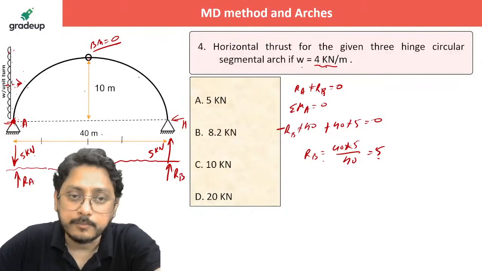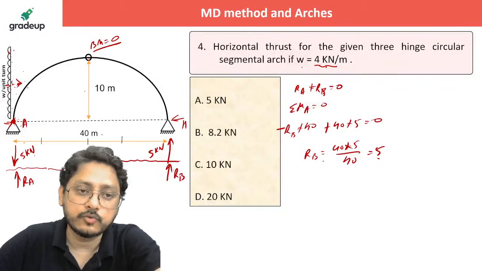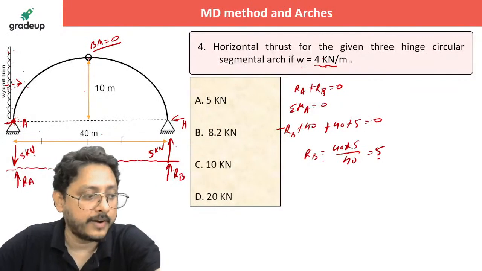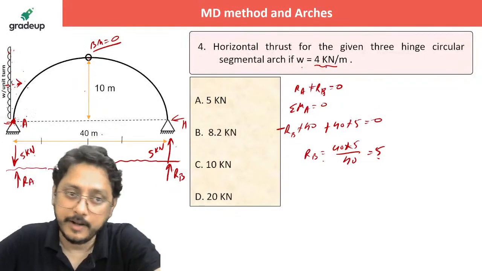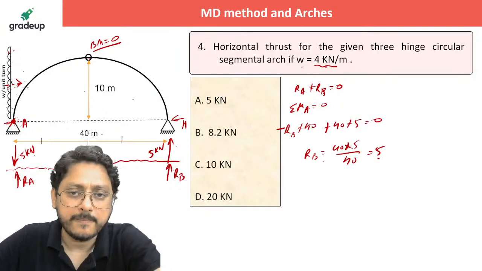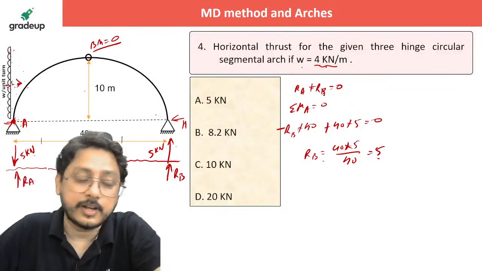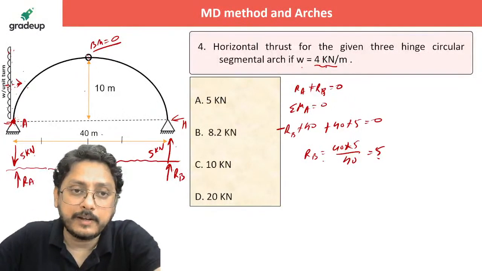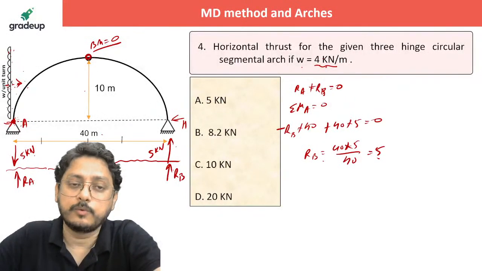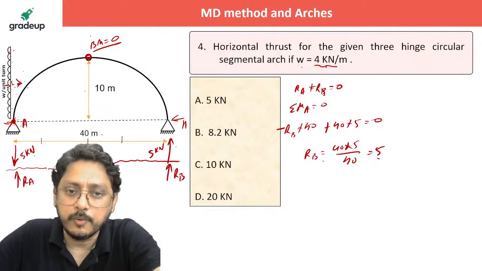The total net moment you calculate, and just find the reaction by net moment divided by the length of the beam. That's all. Now he is asking about the horizontal thrust, isn't it? Now for horizontal thrust, always remember the bending moment at crown. Take the bending moment at crown. It is 0, no? It is 0.